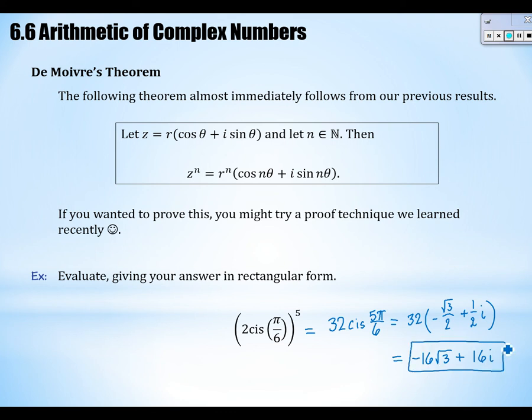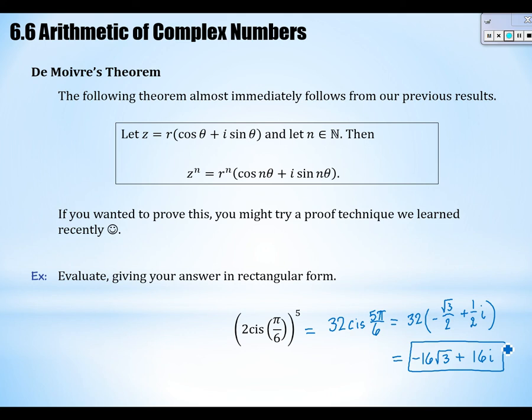Okay, which actually suggests something else to me. If someone gave me this original problem in rectangular form, which is root 3 plus i, and asked you to take root 3 plus i and raise that to the 5th power, right? Instead of doing that, even though they gave it to me in rectangular and they want the answer in rectangular, I might actually drop into polar, do the arithmetic, and then come back to rectangular, right?